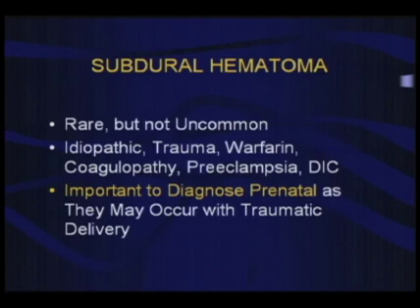Subdural hematomas are rare, but it's not uncommon for them to occur in utero. There's a laundry list of different causes. Most of the time they're idiopathic, but they can be secondary to trauma. Other etiologies such as different coagulopathies may cause these hematomas. These are important to diagnose, as with all other etiologies of hemorrhage in the fetus, because they can occur with traumatic delivery, but in these cases, they're not at all due to traumatic delivery. They occurred spontaneously for other etiologies.